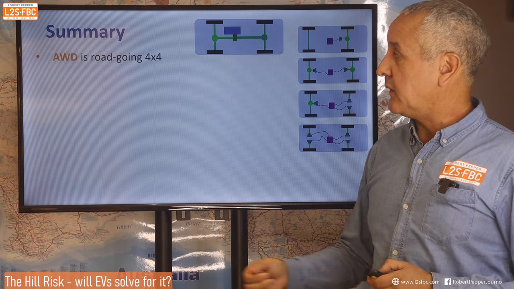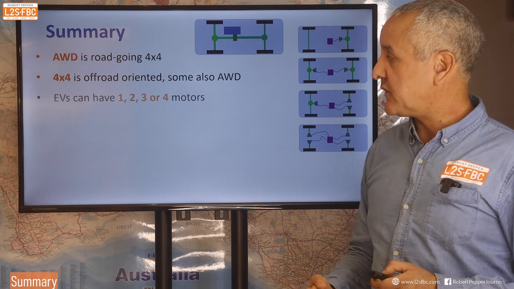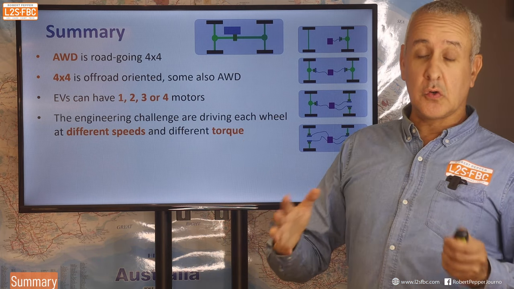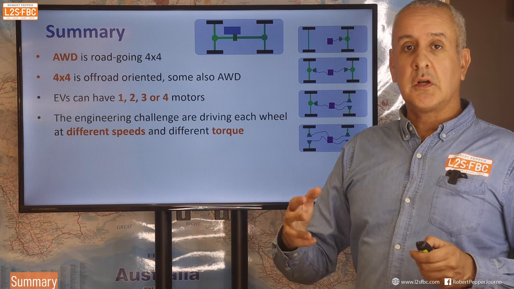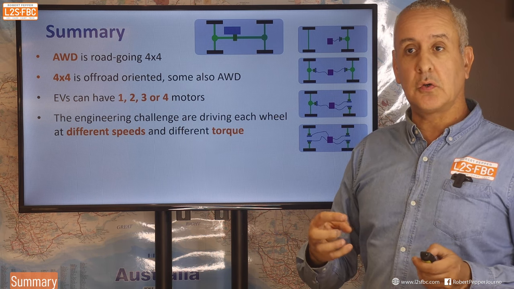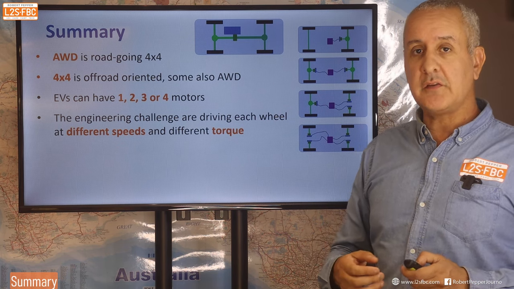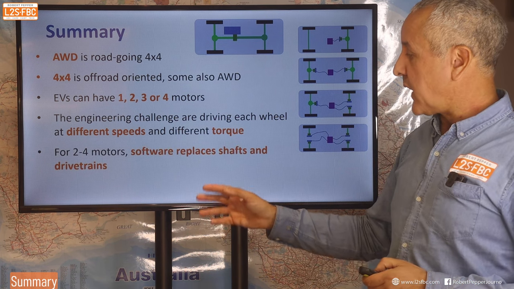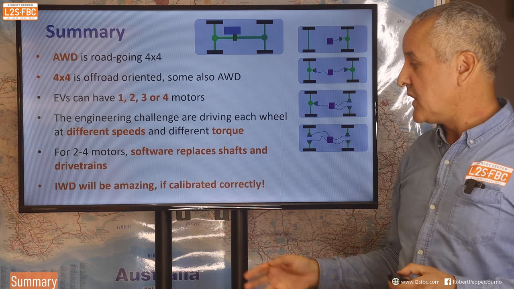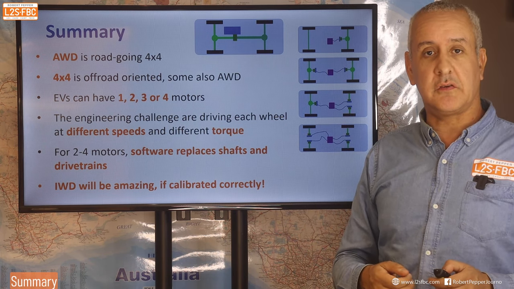So, summarised then. IWD is road-going four-wheel drive, 4x4 is off-road. In effect, EVs can have 1, 2, 3, or 4 motors, and the engineering challenges for all vehicles are driving each wheel at different speeds around a corner and the front and rear axles around a corner, and in off-road vehicles and performance vehicles, figuring out exactly how much torque, or turning force, each wheel is at any given time and delivering it, and that's quite a challenge. For 2 to 4 motors, you can think of things as software replacing the prop shaft, which is quite exciting. So IWD and these EV powertrains will be amazing, but only if they are calibrated correctly.